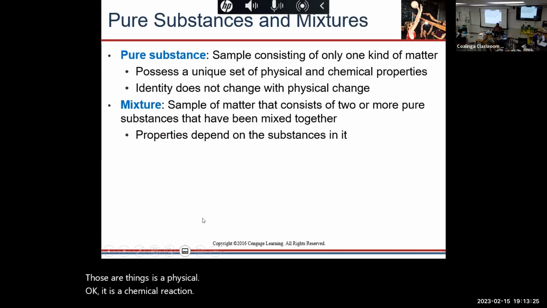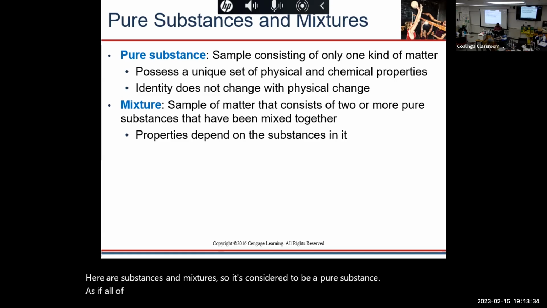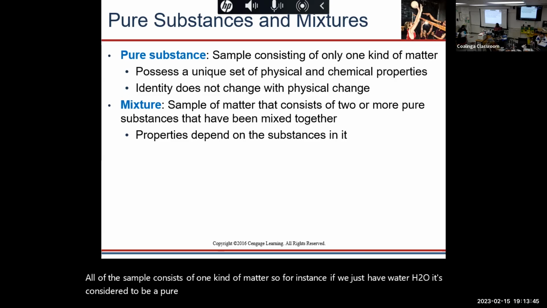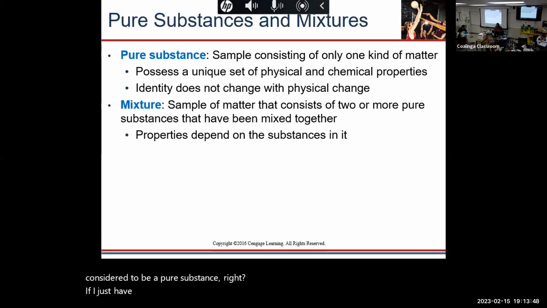Okay, so pure substances and mixtures. It's considered to be a pure substance if all of the sample consists of one kind of matter. So for instance, if we just have water, H2O, it's considered to be a pure substance. If I just have carbon, it's considered to be a pure substance. If I have water and carbon, that's going to be considered to be a mixture. A mixture consists of two or more pure substances.